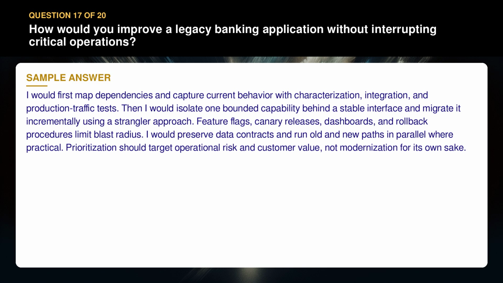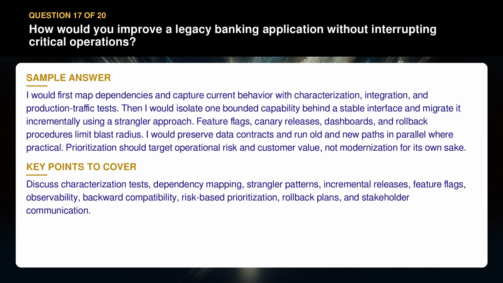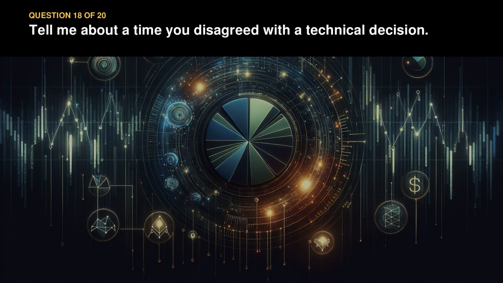I would preserve data contracts and run old and new paths in parallel where practical. Prioritization should target operational risk and customer value, not modernization for its own sake. Discuss characterization tests, dependency mapping, strangler patterns, incremental releases, feature flags, observability, backward compatibility, risk-based prioritization, rollback plans, and stakeholder communication.